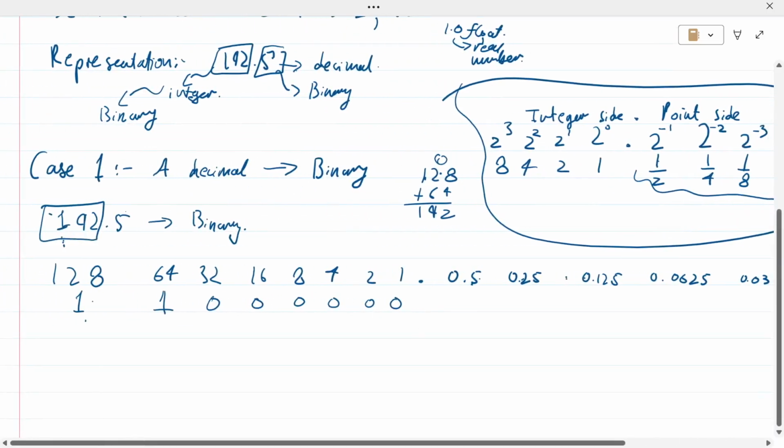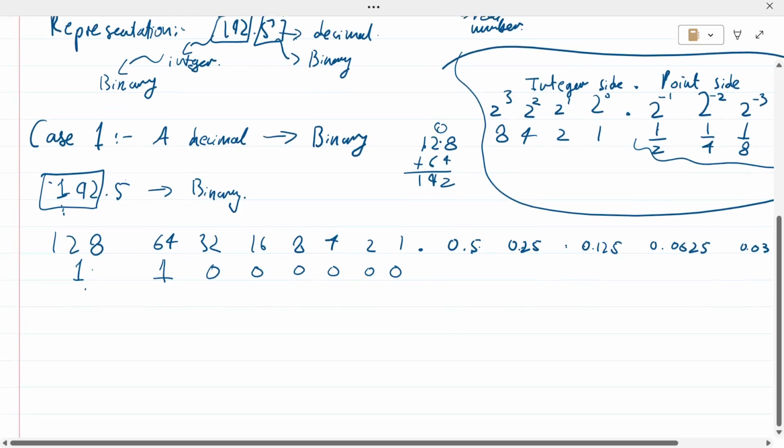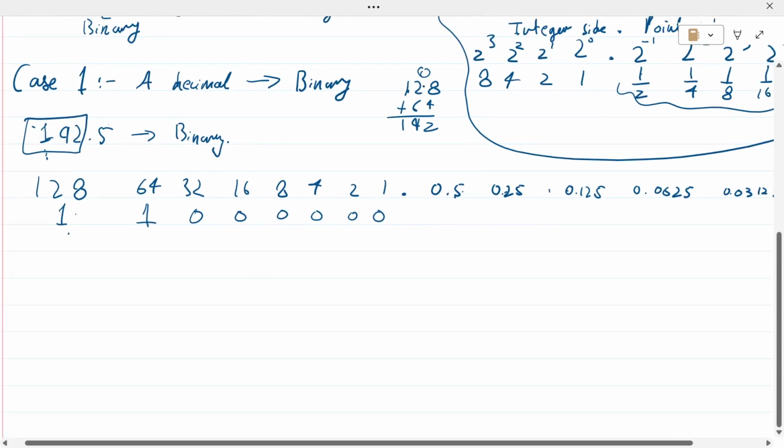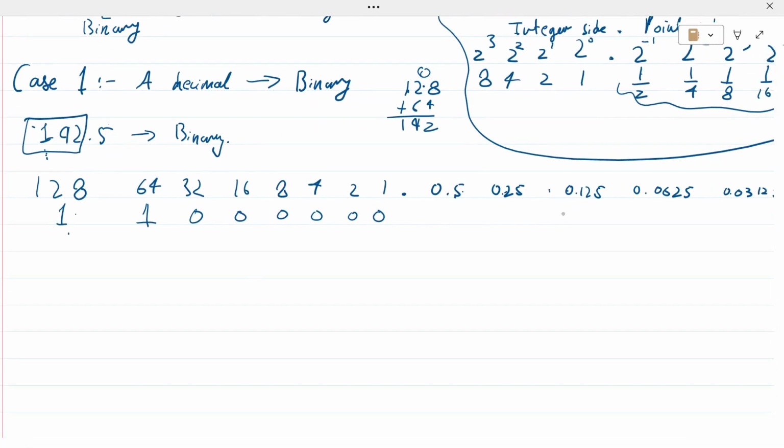So the very first thing that you have to do the moment you have been given a decimal number and you have been asked to convert it into a binary number is this. You do the integer part exactly as you have always done it. Just write a dot and now try to do the same thing with the decimal part, right?